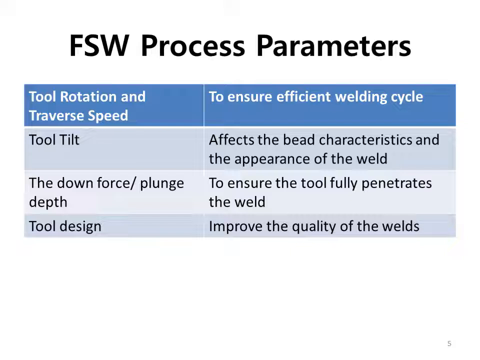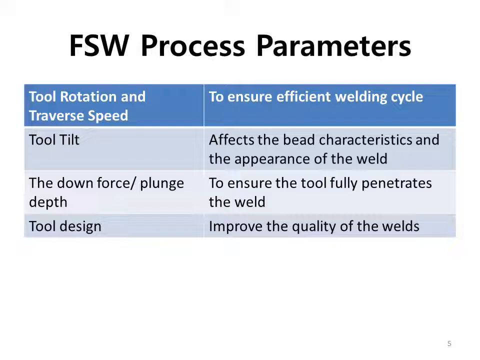This one is the friction stir welding process parameters. The first one is tool rotation and traverse speeds. There are two tool speeds to be considered in friction stir welding, which are how fast the tool rotates and how quickly it traverses the interface. These two parameters have considerable importance and must be chosen with care to ensure a successful and efficient welding cycle.